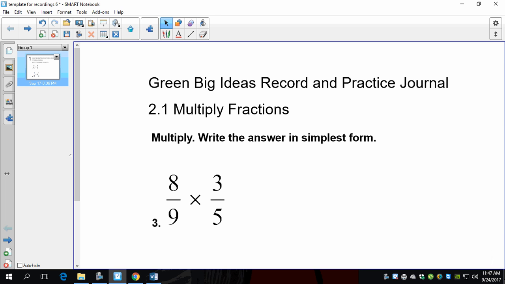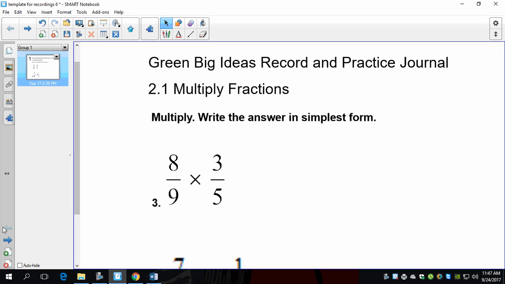We are working from the green Big Ideas Record and Practice Journal. Right now we're into Chapter 2 and we're on 2.1 and we have some multiplying fraction examples here to work out. The directions are multiply, write the answer in simplest form. Here's number 3. Scroll down just a tad.